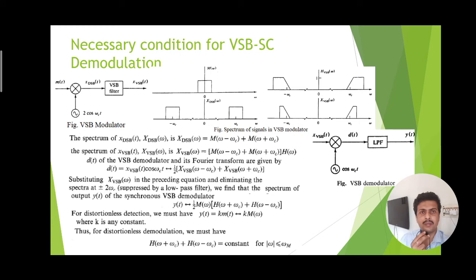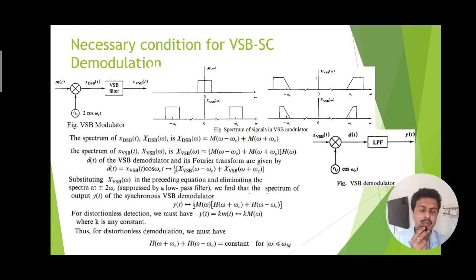Now here VSB-SC signal has been clearly shown. So it is the necessary condition for DSB-SC demodulation. So to discuss this, let us have the VSB-SC modulator block diagram, which is taking the message as well as carrier signal to the product modulator. The product modulator produces the signal which is passed through a VSB filter.